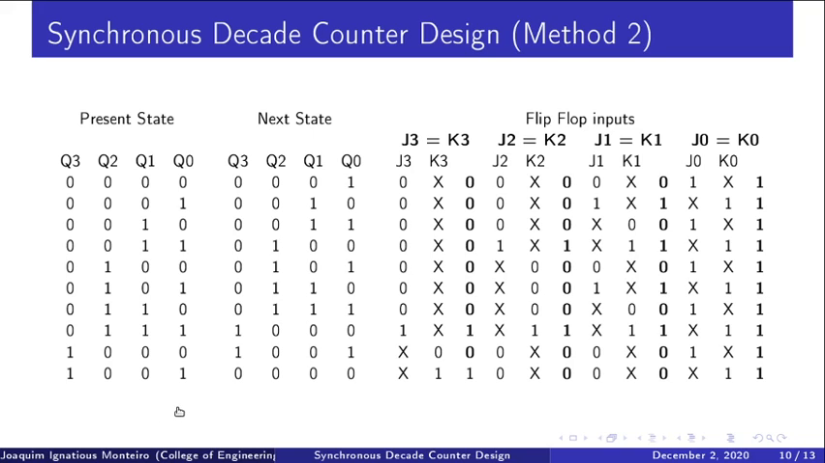Then you assume that J equals K for all inputs. J equals K, that is the assumption. That's why we fill it up like that. Then we will draw 4 K maps instead of the 8 K maps we drew earlier. We'll just have 4 Karnaugh maps. Okay.